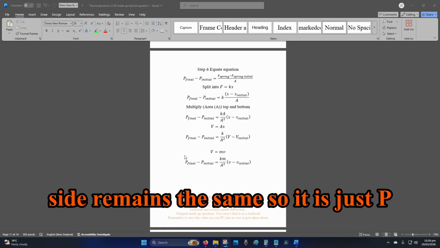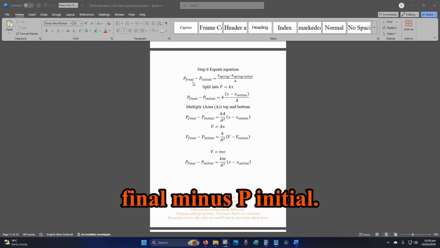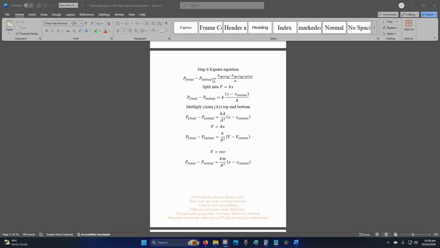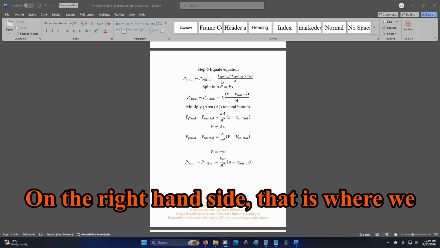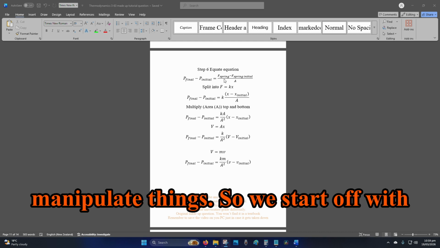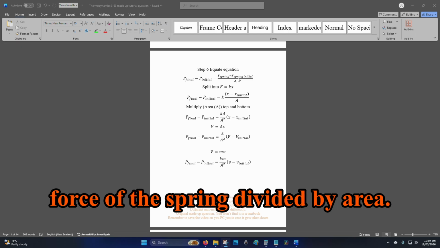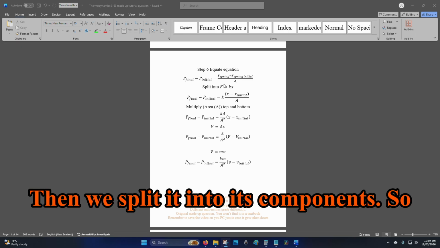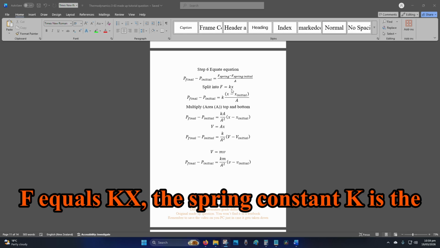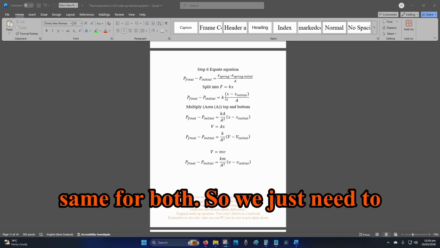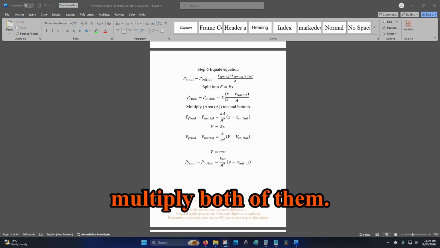Step 6, we're going to equate the equations. Everything on the left hand side remains the same, so it's just P final minus P initial. On the right hand side, that's where we manipulate things. So we start off with the force of the spring minus the initial force of the spring, divided by area. Then we split it into its components. So F equals kx. The spring constant k is the same for both, so we just need to multiply both of them.